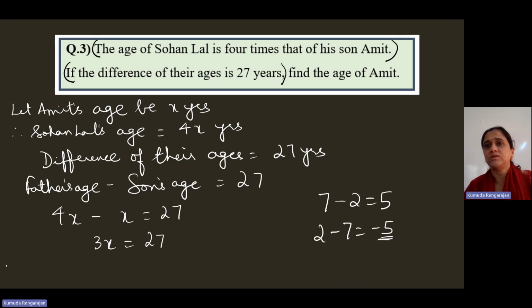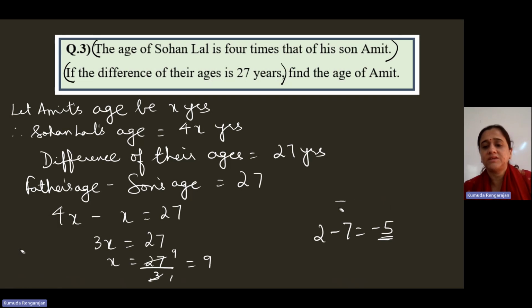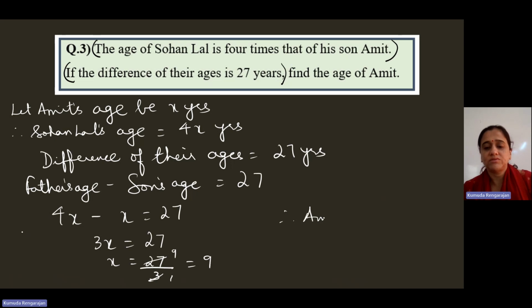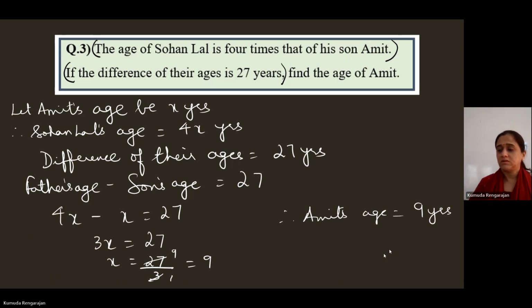When you transpose 3, it goes to the other side for division. So x is equal to 27 divided by 3, because it is 3 into x here. X and 3 are connected by the multiplication operation. So when you take 3 to the other side, it goes for division, divided by 3, which is 9. X is equal to 9, meaning the age of the son, Amit's age, is equal to 9 years. Therefore, Amit's age is equal to 9 years.